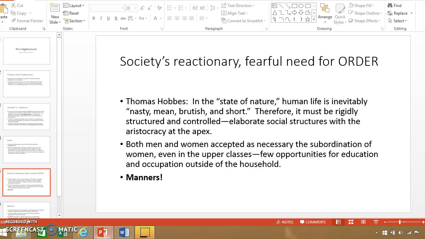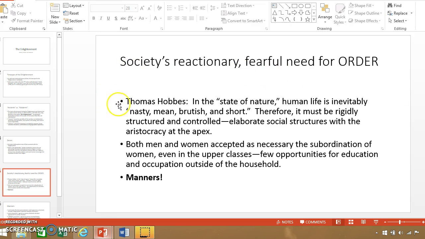Now, a result of the Enlightenment, and of course this is typical of any time of profound cultural change: change is scary. So society's reactionary, fearful need out of this change is order. Order. You're trying to hang on to as much as possible because you want something to be familiar. Too much change will discombobulate you. You'll feel like the rug is being pulled out from under you.